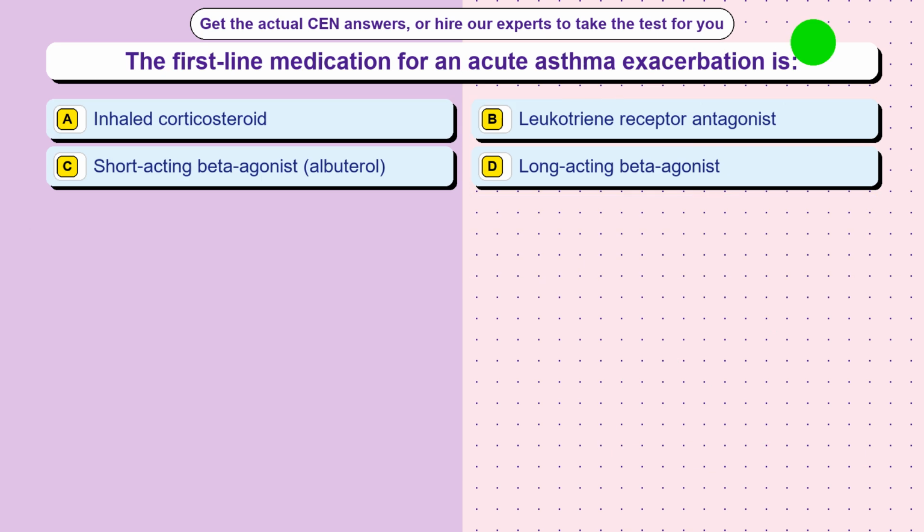Question 26. The first-line medication for an acute asthma exacerbation is: Option A, inhaled corticosteroid. Option B, leukotriene receptor antagonist. Option C, short-acting beta agonist, albuterol. Option D, long-acting beta agonist.